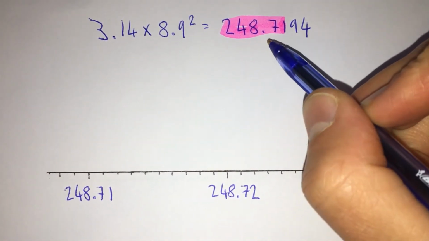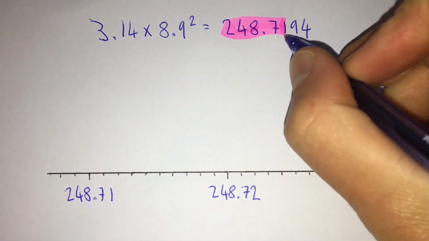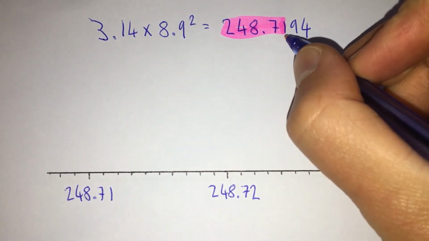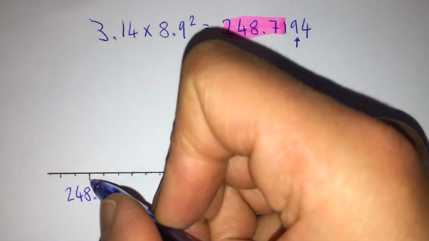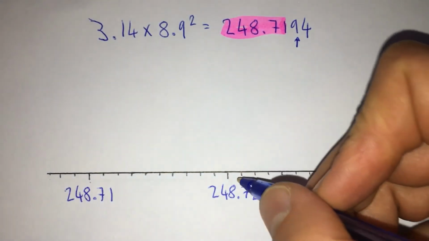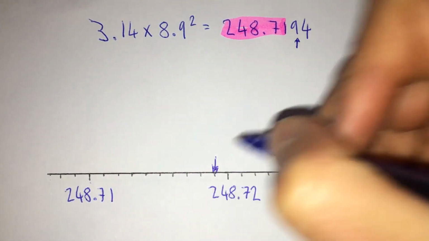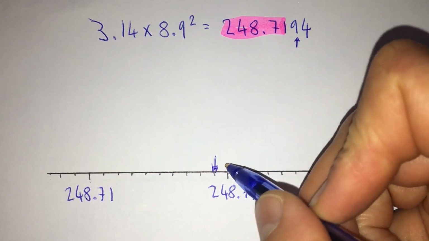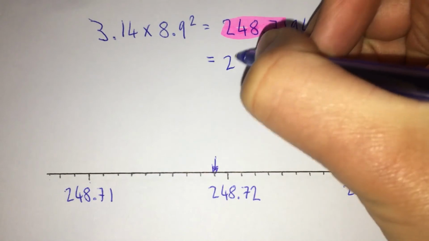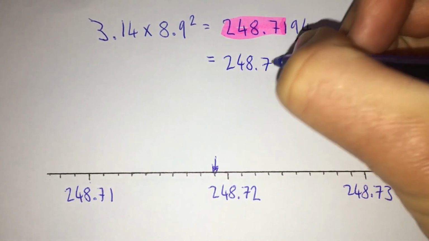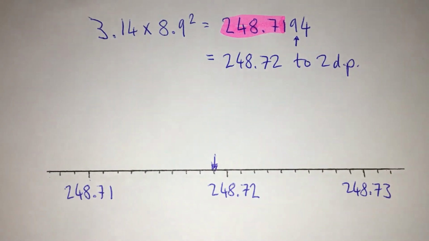Now, to work out whether this is going to be 248.71 or 248.72, we look at the digit that follows what we've highlighted. And where would this be on our number line? 248.72 is here, 248.71 is here. So our number is right up here because the next digit is 9. So we can say with confidence that this rounds to 248.72, and this time to 2 decimal places.